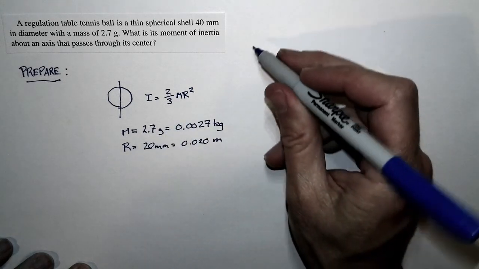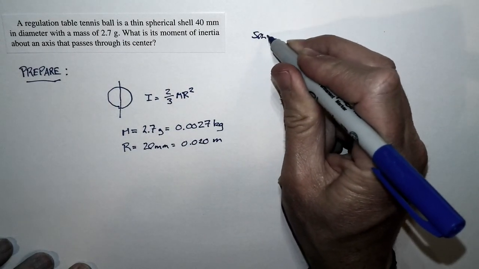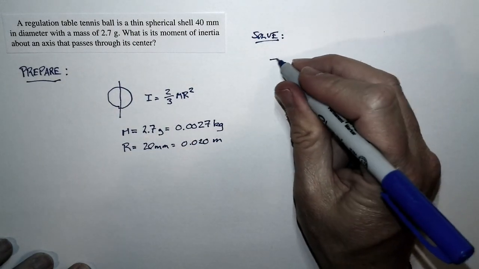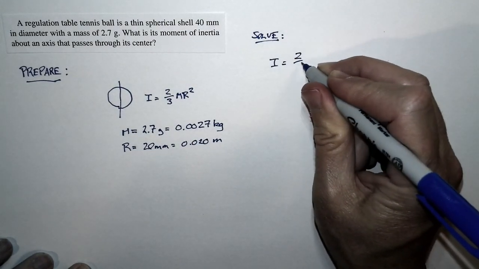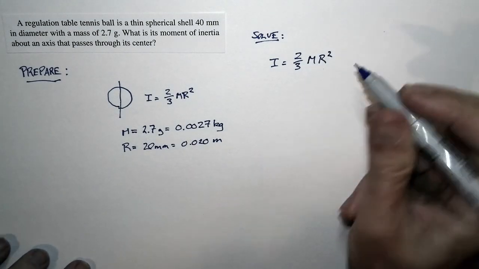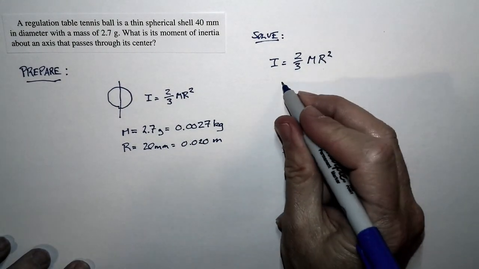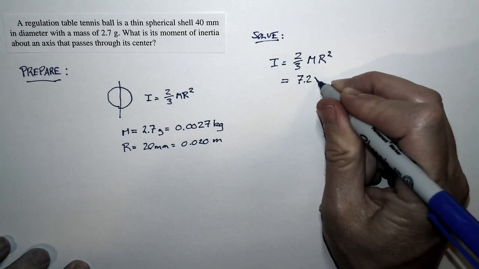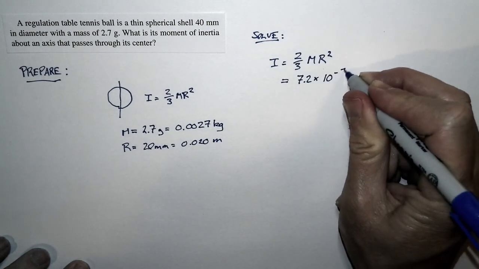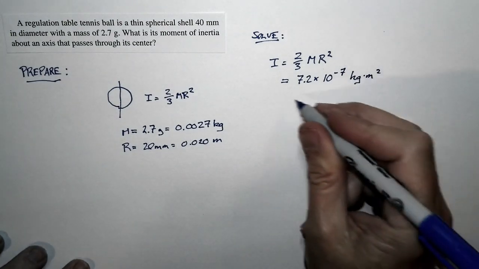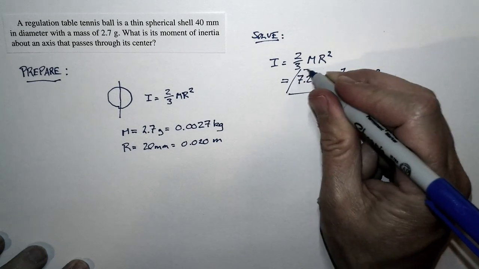We have the formula for the moment of inertia, and so our solution is rather straightforward. We just compute the moment of inertia. It's 2/3 times m times r squared. We know the mass, we know the radius, we put those numbers in, and we calculate a moment of inertia of 7.2 times 10 to the negative 7th kilograms times meters squared, to two significant figures.